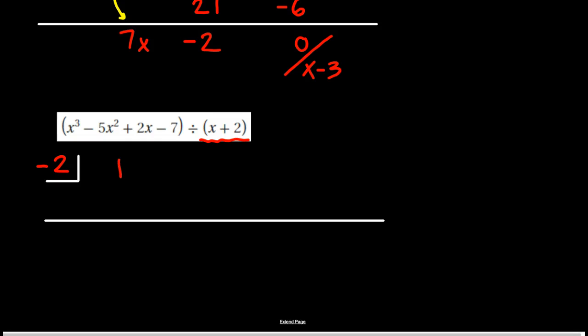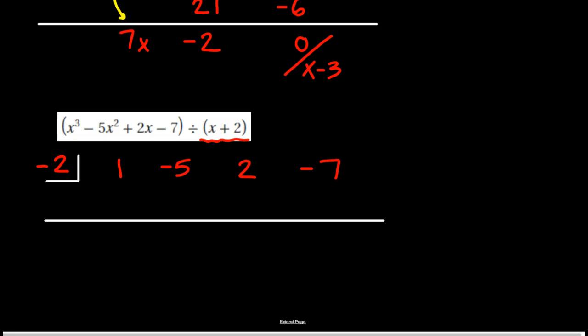The cubic term is 1. The next term down, quadratic, second degree, is -5. The linear term is 2. The constant term is -7. Again, if you're missing any terms, like if there wasn't a squared term or a quadratic term, you'd have to put a 0 in there.